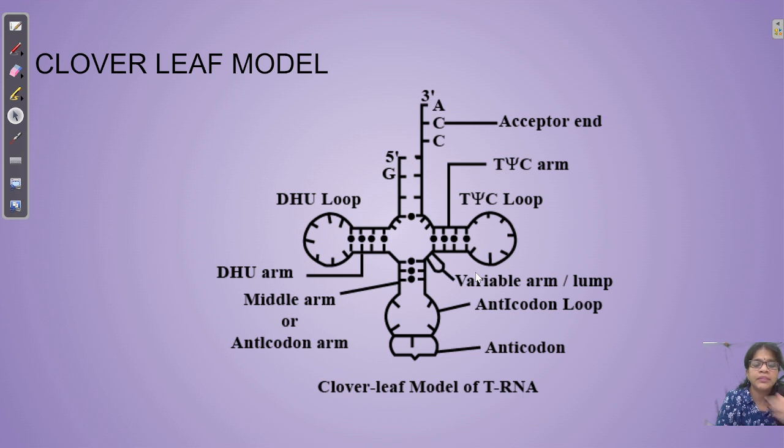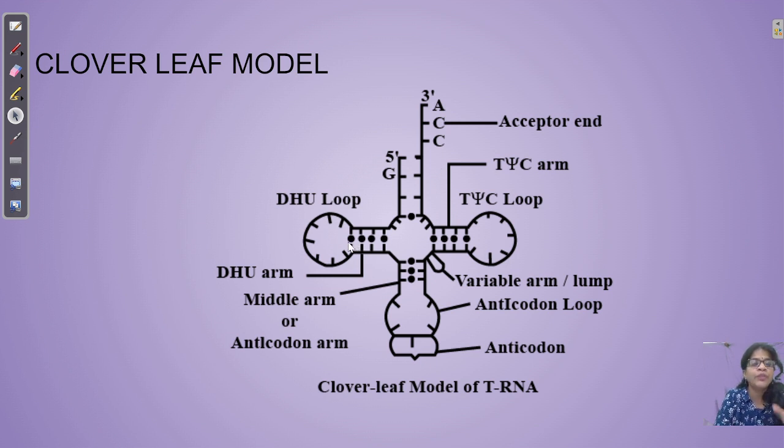This is called the DHU, dihydrouridine loop. This is your 5' side, this is your 3' side, and this is your acceptor region. The anticodon, based on the mRNA, would be base pairing here with the mRNA through complementary bases. I will tell you in detail in molecular biology.